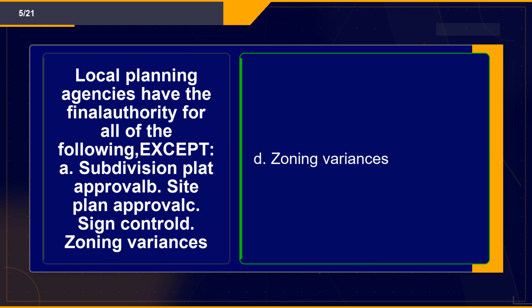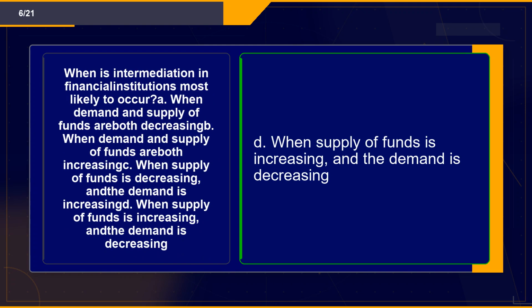Flashcard 5. Term. Local planning agencies have the final authority for all of the following, except A. Subdivision plat approval, B. Site plan approval, C. Sign control, D. Zoning variances. Definition. D. Zoning variances.